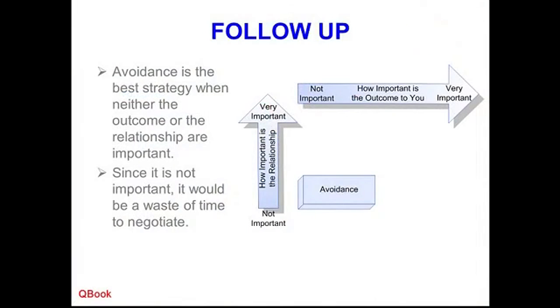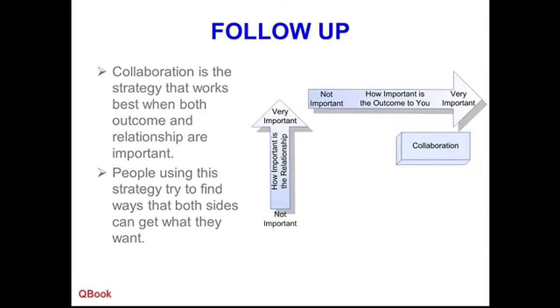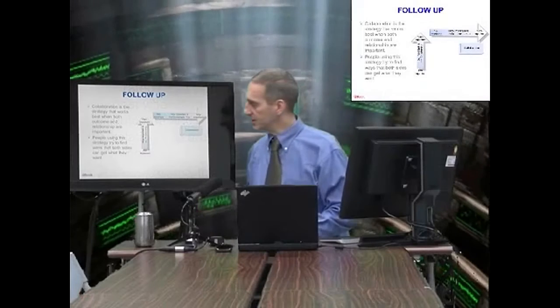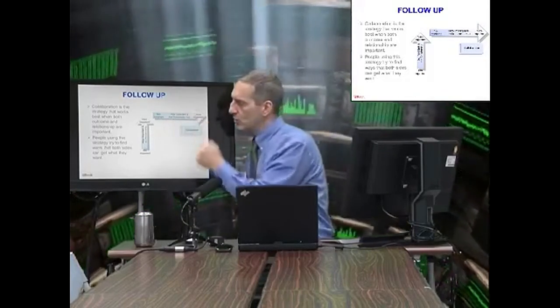Okay, let's look at our final strategy. Our final strategy is collaboration. Now, collaboration means that we try to work together. Now, it's not exactly the same as cooperation. Similar, but a little bit different meaning. But anyway, the point is we're doing things together. We're trying to work together. Collaboration. How does this answer the two questions?